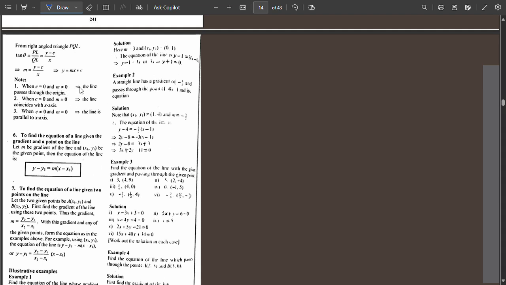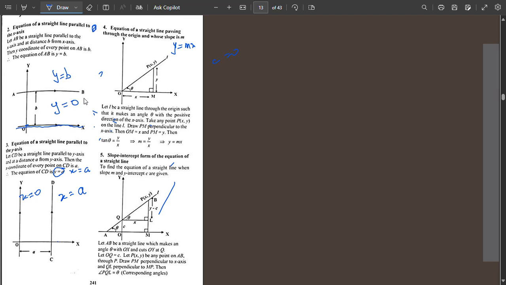These are points worth memorizing. You should know them. First, when the y-intercept c is 0 and m is not 0, the line passes through the origin. That's what we just saw. Because here the gradient is not 0, but the intercept is 0, the line passes through the origin.